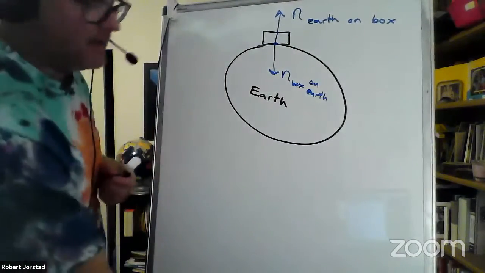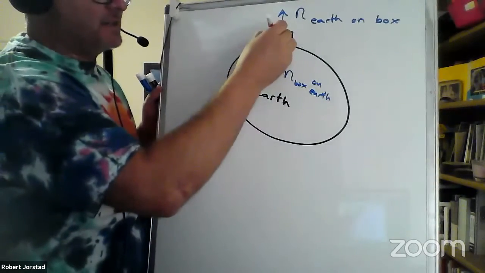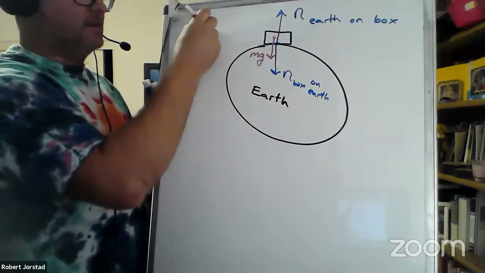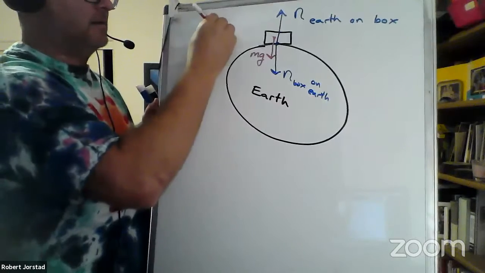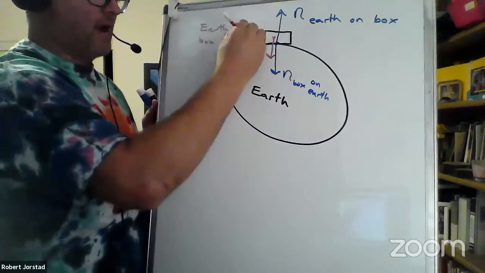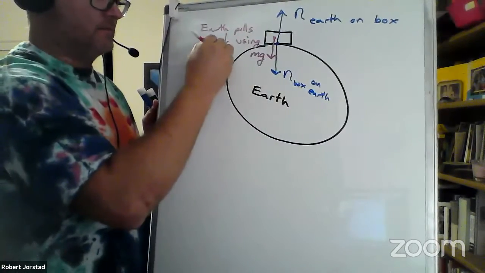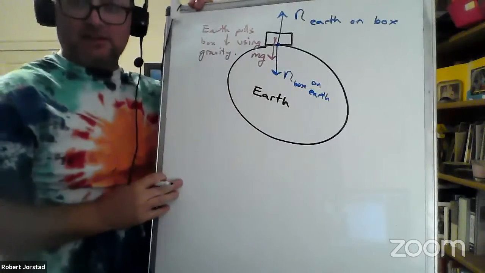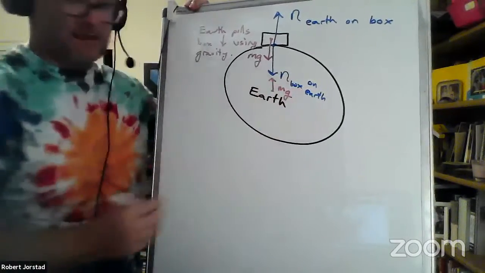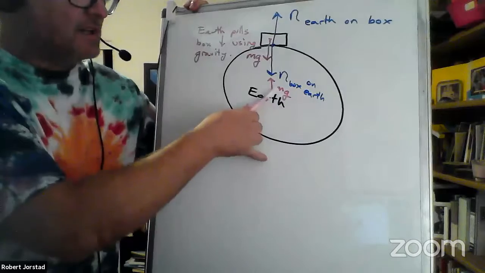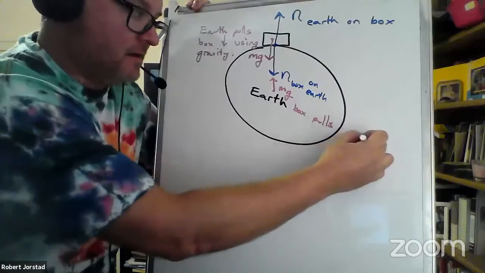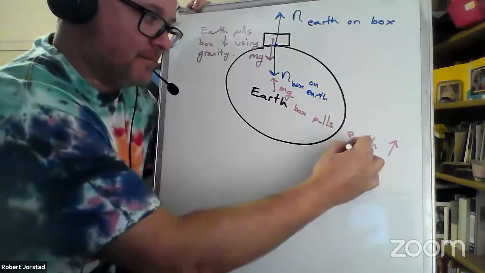All right. And then in addition to this, at the center of this object, you have mg, and that's the Earth pulls box down using gravity. Well, just like there's a force there, the same force is on the Earth, the same size force, mg, is pulling up. That's the box pulls Earth up using gravity.